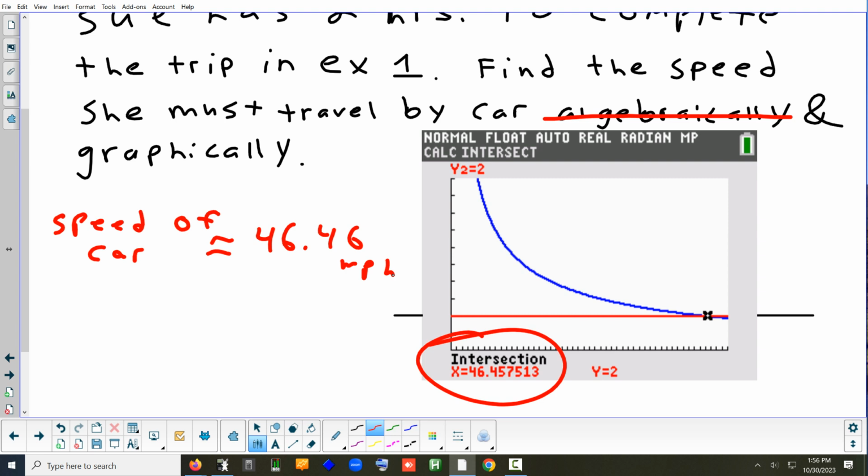Oh, they didn't ask for the speed of the train. I thought they did. Well, what would be the speed of the train if they asked? It'd be about 66.46 because it was 20 miles an hour faster. Yep.